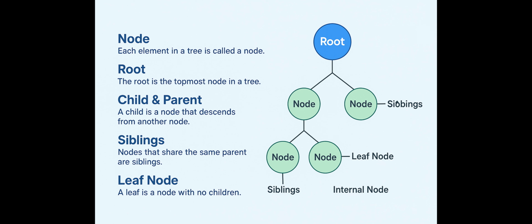Child and parent. A child is a node that descends from another node. The node it comes from is the parent. If node A points to node B, then A is B's parent and B is A's child. Siblings. Nodes that share the same parent are siblings. A leaf node is a node with no children and it's the end of a branch.